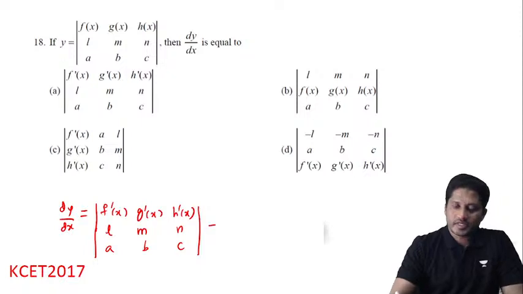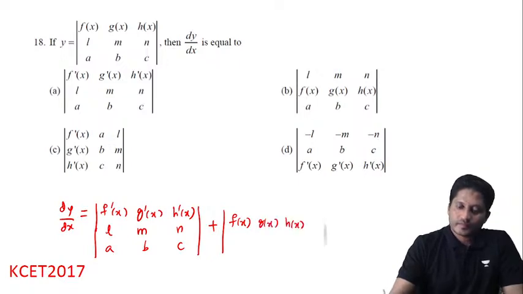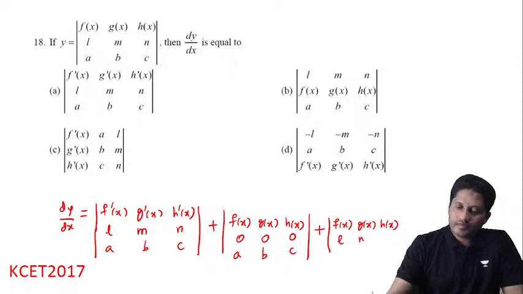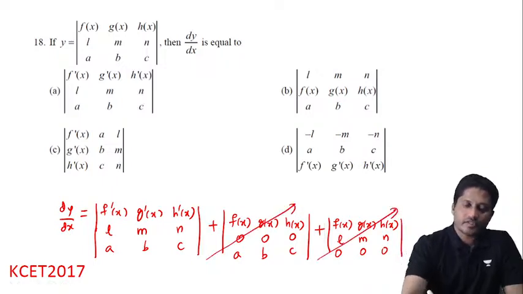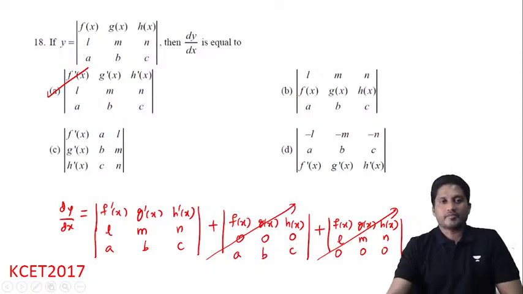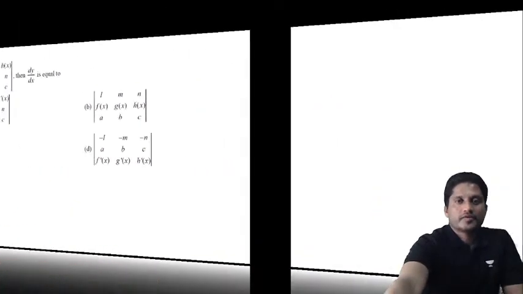Plus a determinant. Now differentiate the second row. Keep the first row and third row as it is. You get 0, 0, 0, then you get a b c. Plus the determinant of, again, this is f of x, g of x, and h of x, l m n. Differentiate the third row, you will get 0, 0, and 0. Means this is 0, by the all-zero property this is 0. You will get the first option only: f dash, g dash, h dash, l m n, a b c. Answer is A. Let's move to the next question.